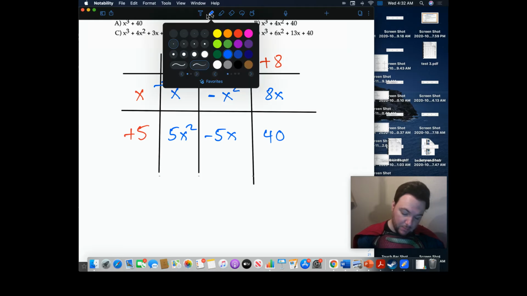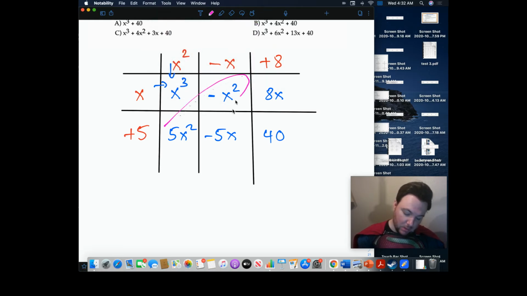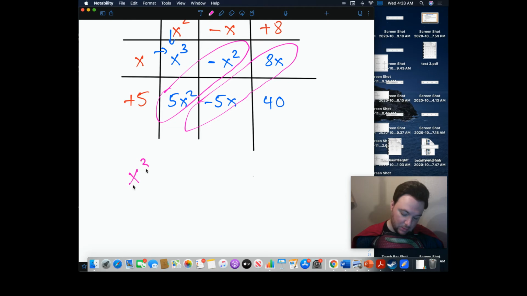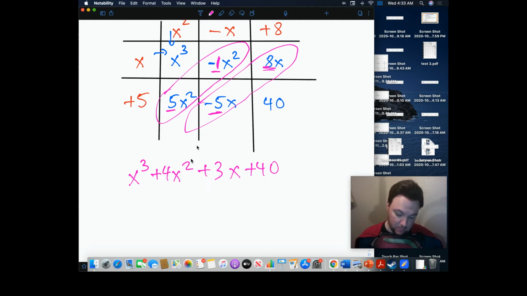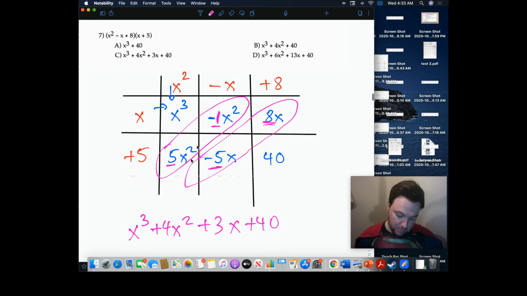Now, the other aspect of this that I absolutely adore is that when you do it this way, diagonally, these tend to match up. So you already know x cubed doesn't have like terms, but 5x squared minus 1x squared is 4x squared. And then 8 minus 5 is 3. No, we cannot put these together because they are not like terms, right? So this is as far as this goes. And so the answer is going to be x cubed plus 4x squared plus 3x plus 40, which is answer choice C.